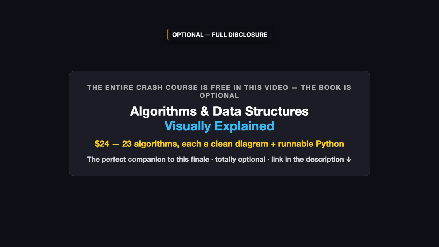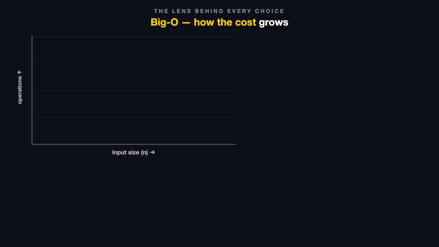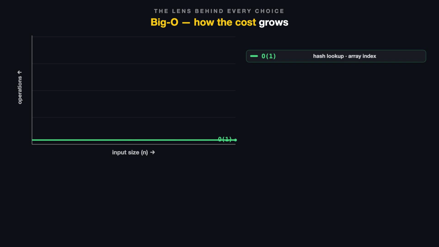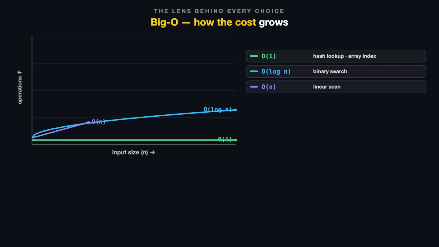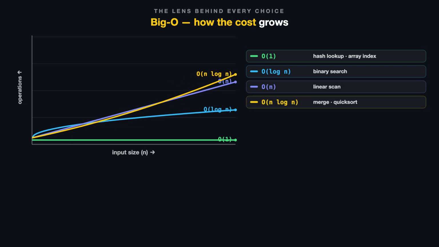Now, let us build the map. Start with the one lens behind every choice, Big O notation. Big O is not scary math. It is just how the cost of an algorithm grows as the input grows. And it gives us a ladder, from best to worst.